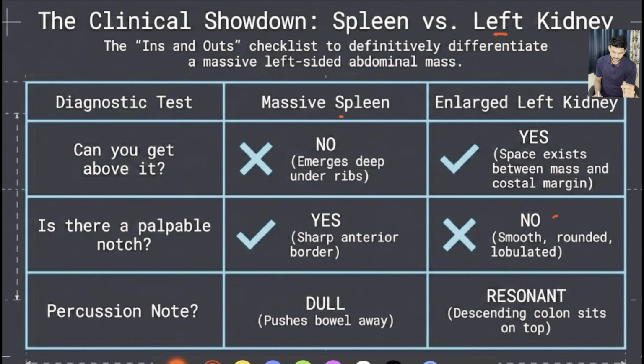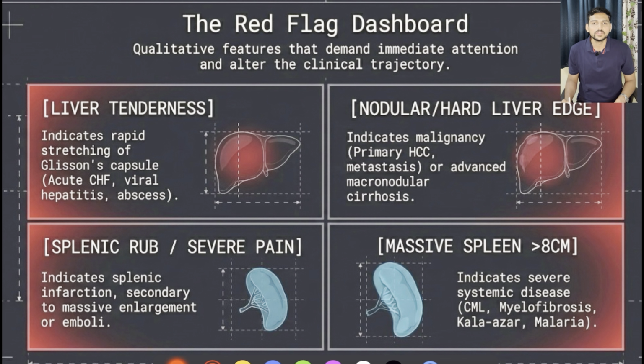And during percussion, if it is splenomegaly, you will get dull note, which we have discussed already with some named methods like Castell's and Traube's space percussion. Why? Because this enlarged spleen will push the bowel away. Whereas if the kidney is enlarged, when we percuss, there will be resonant note, because the descending colon sits over the enlarged kidney as usual. That's why you will get resonant note. So this was about the discussion about clinical examination.